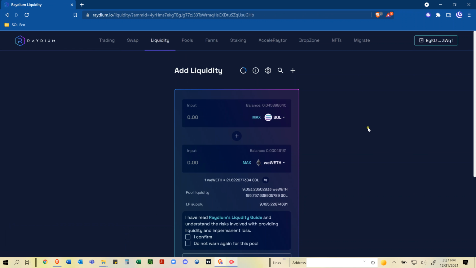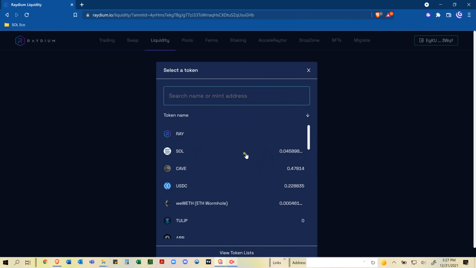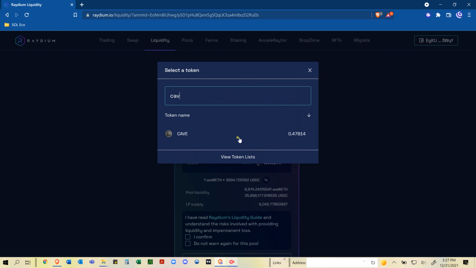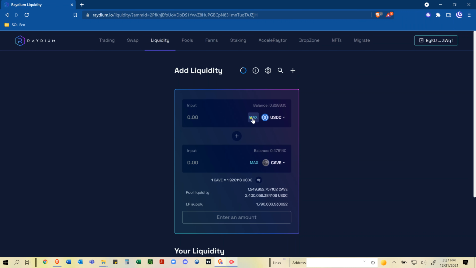You can also add liquidity, and I already did this to create a liquidity protocol, or LP, liquidity token, depending upon what you want to add there. I don't know if we can even add this. There's not enough liquidity for that, but you could choose something like, say, USDC, and we'll do Cave because I have that in there.